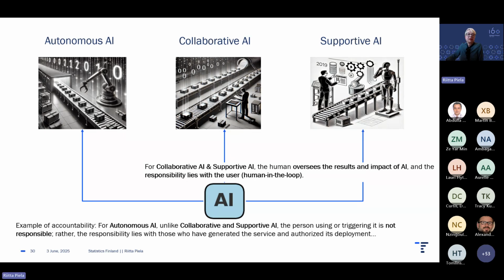Now, at the beginning, I had these 3 roles there, and it's quite clear that with supportive and collaborative AI, there's this human in the loop, and the human oversees the result and the impact of AI and is responsible, and the responsibility lies with that user. But with autonomous AI, it gets a little bit more difficult. The person using or triggering it is not responsible. So rather, the responsibility lies somewhere with those who have generated the service and authorized its deployment. So this is not that simple anymore.